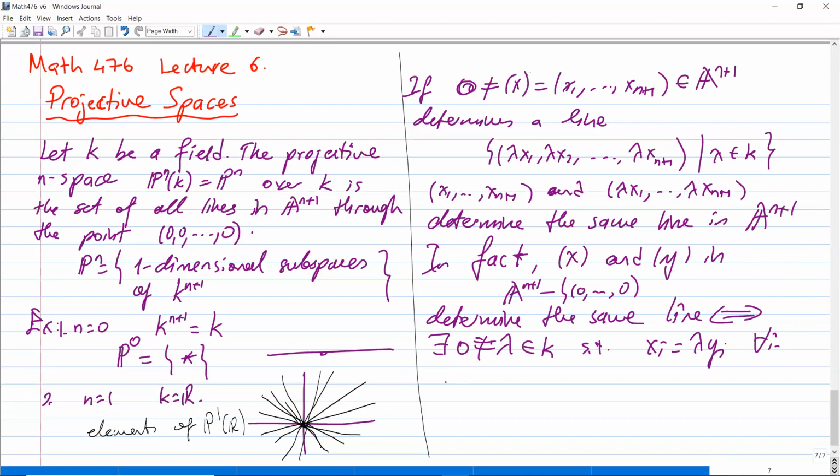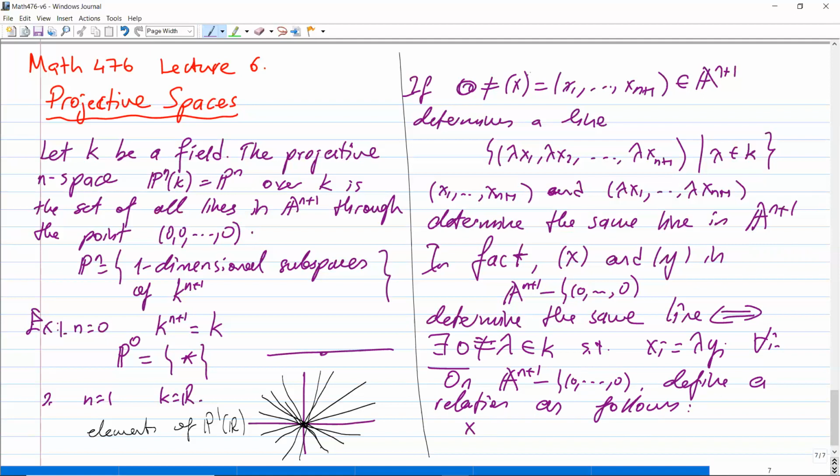Now we may define an equivalence relation on this K^(n+1) minus 0. So remember, this is just the points of the vector space K^(n+1) except (0, 0, 0). Define a relation as follows. The point x = (x1, ..., x_(n+1)) is related to y if and only if x_i is equal to lambda times y_i for some lambda non-zero and for all i. Okay, this is the definition.